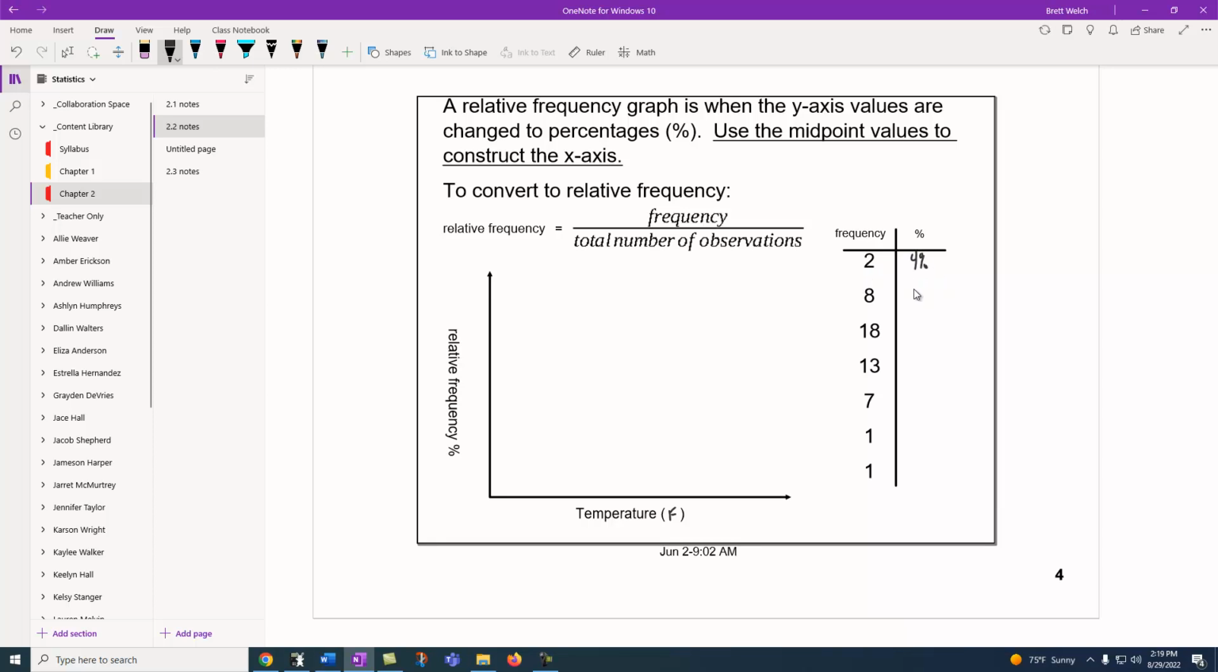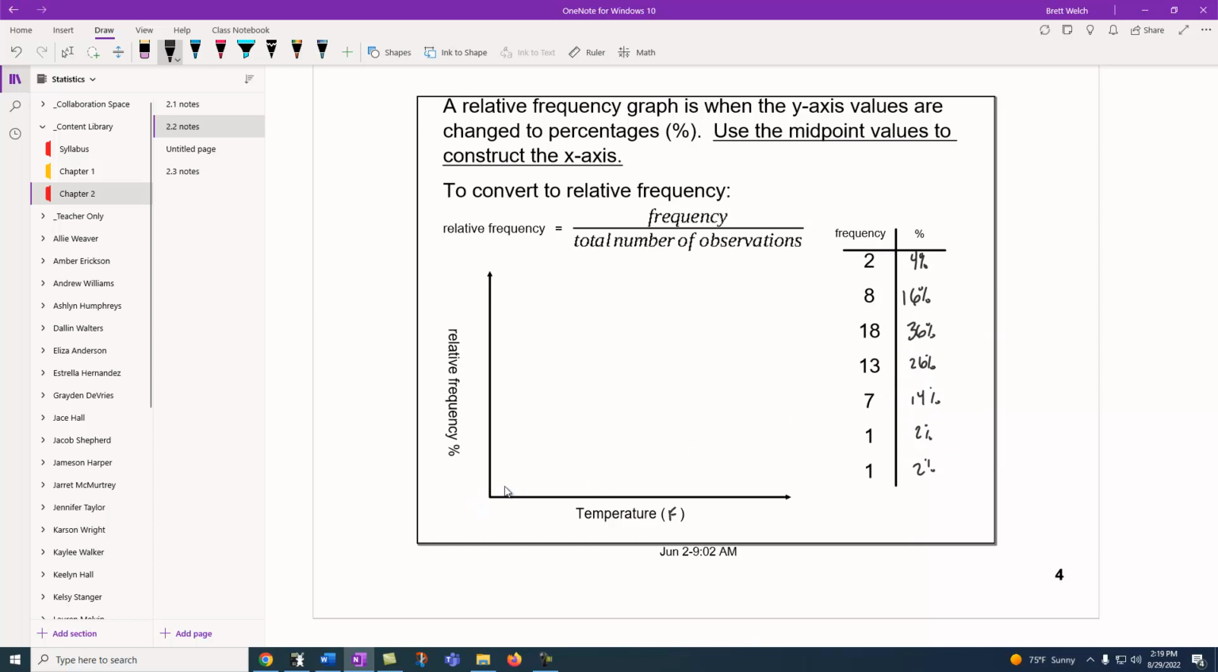8 out of 50 is 16%. 18 out of 50 is that 36, I think 36% of the time. 13 would be 26% of the time. 7 would be 14% of the time. And then we got 2% and 2%. Now if I added those all up, I should add up to 100% if I did that right. That makes 20, that's 56, plus this 4 makes 60, yep, and that's 40.